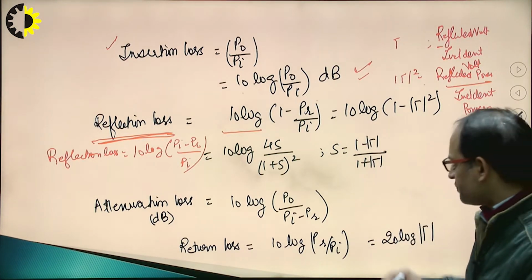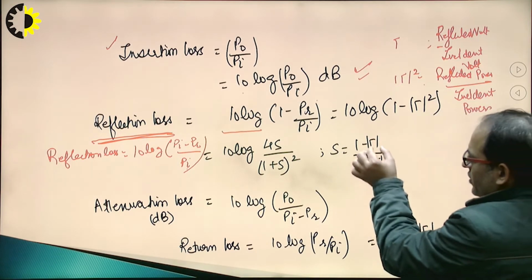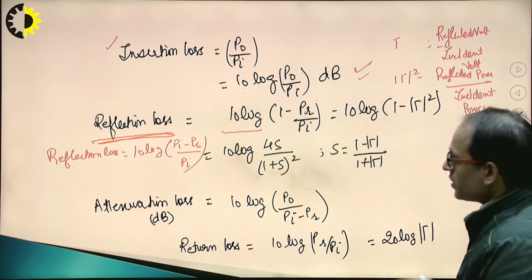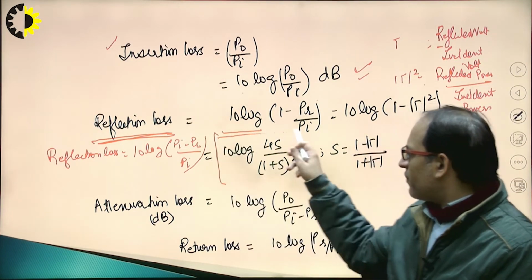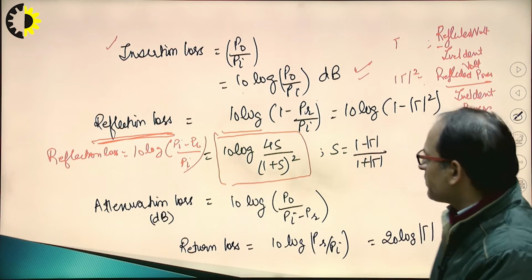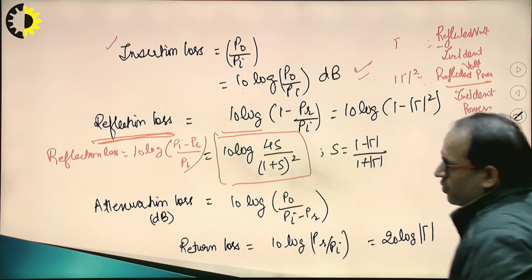Now see, as we know that the standing wave ratio is equal to 1 plus reflection coefficient upon 1 minus reflection coefficient, therefore I can say that reflection loss equals 10 log of 4s, means 4 multiplied by standing wave ratio upon (1 plus s) whole square.